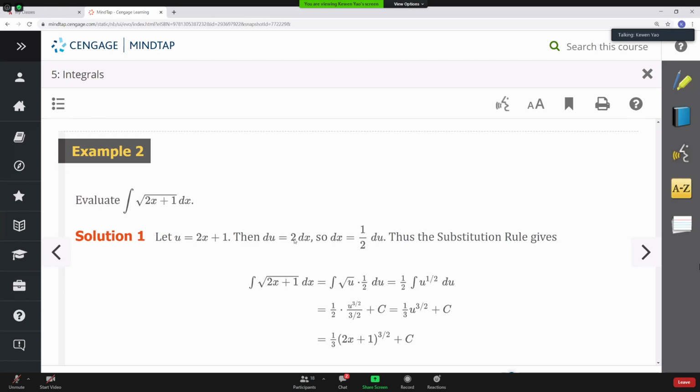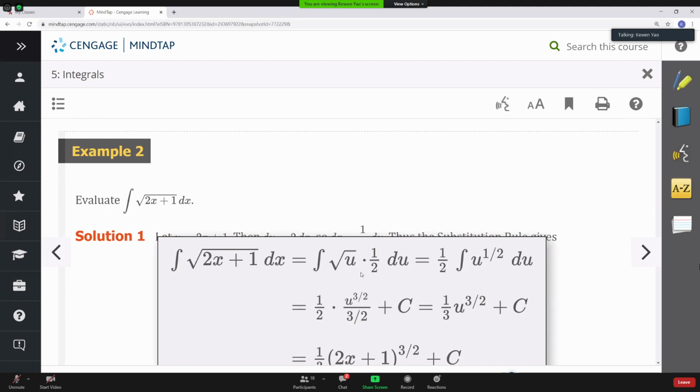Du is 2 dx, so therefore divide by 2, right? So it becomes dx is 1/2 du. You divide by 2, so dx equals 1/2 du. Now you can write everything in terms of u, right? So this becomes square root u, and dx is 1/2 du, remember?